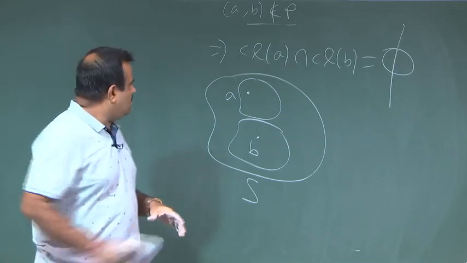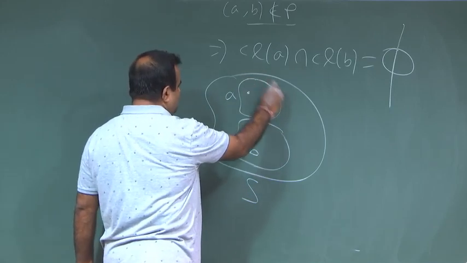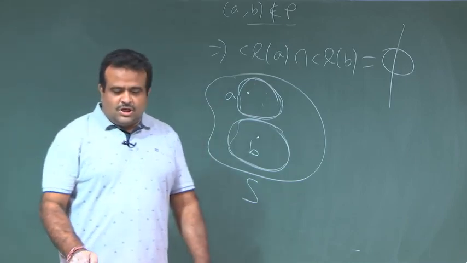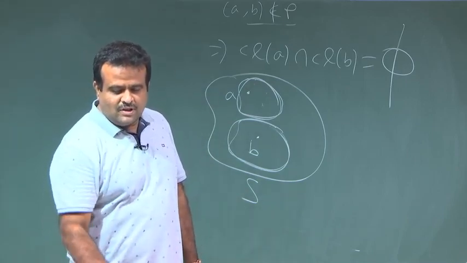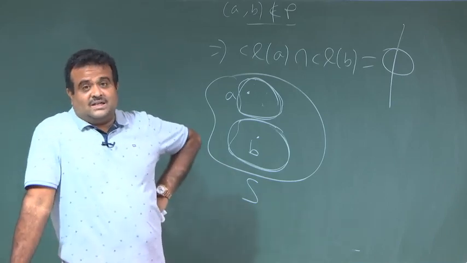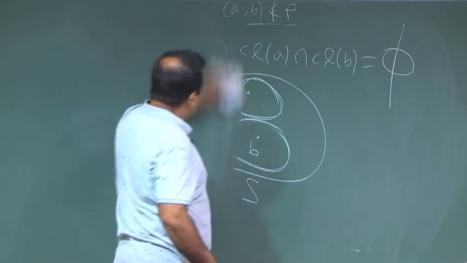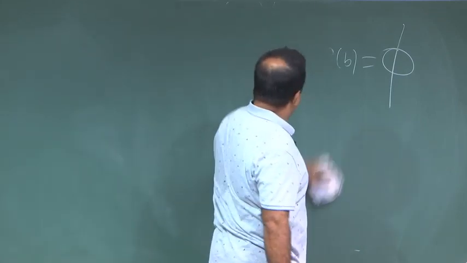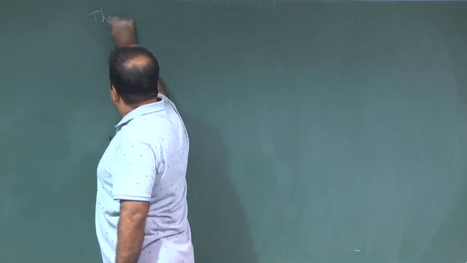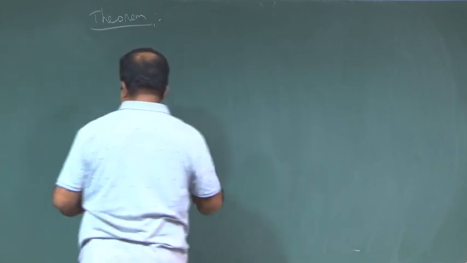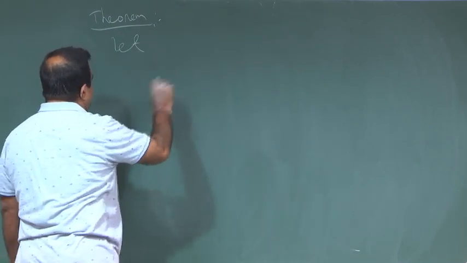And all the elements over here which are related have the same class with this. So this will give us an idea of the partition. Okay. So, we just rewrite this theorem which we have just proved, in a proper way. This is the statement of the theorem.